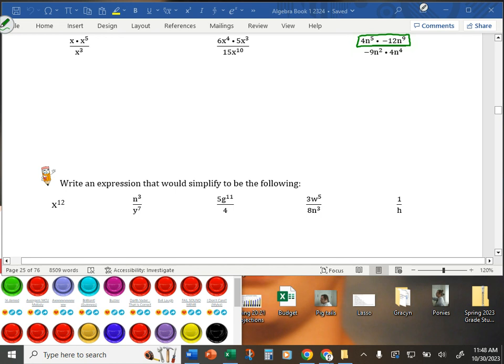4n to the 5th times negative 12n to the 9th. What does that simplify to be? Think back to CO10 now. Think about what happens to the coefficients, what happens to the bases, what happens to the powers.